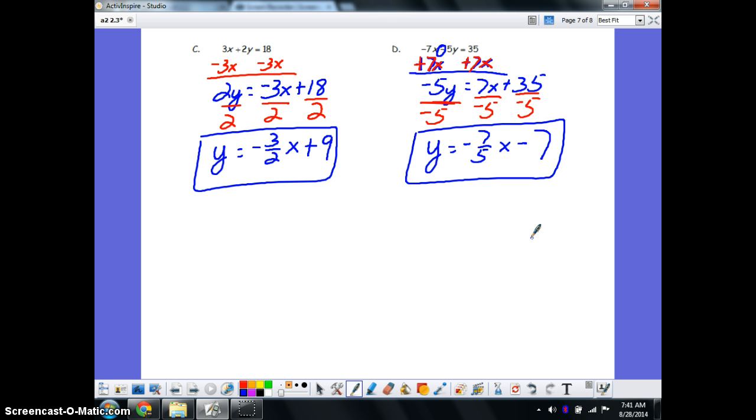That is rewriting equations in slope-intercept form. Now, next video is graphing, I promise.